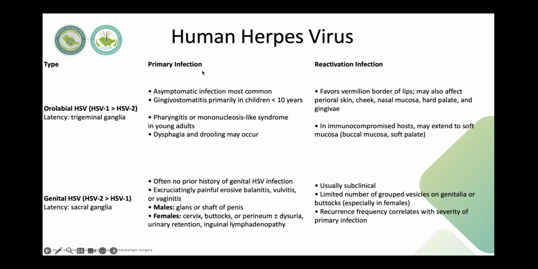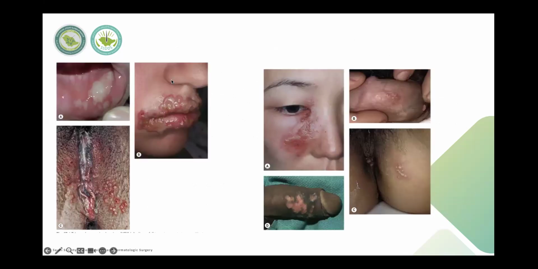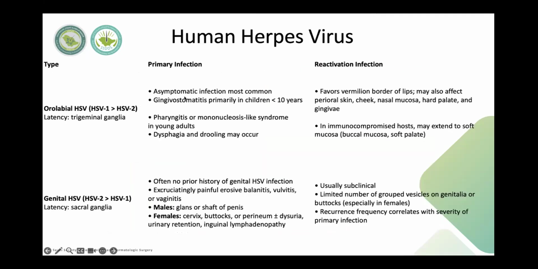Usually the primary infection is asymptomatic most of the time, so either orolabial or genital, but if they present, they're usually more severe than the reactivation infection. So in the pediatric, they will have gingivostomatitis, severe, like I'll show you here, for example, going inside, and in the reactivation, they will come as the cold sore that everyone knows. In the older individual, it may present with throat pain and dysphagia and mononucleosis-like syndrome. And then the reactivation will come again like cold sore.